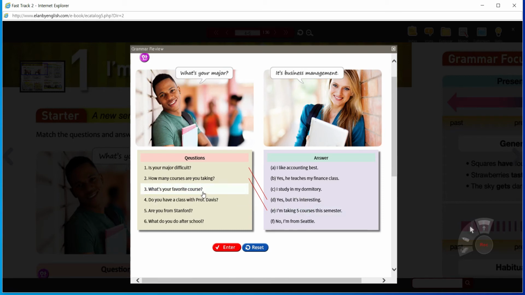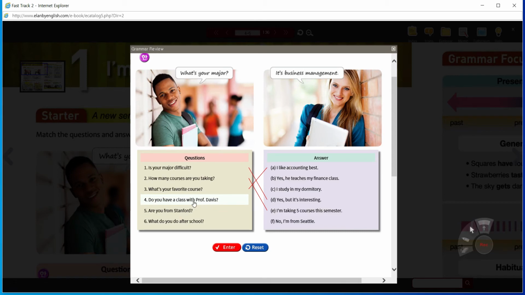3. What's your favorite course? Okay. All right. So again, the course that you like the best, one that you enjoy the most. And the answer even says I like it best. I like accounting best. Okay. So the answer is A.